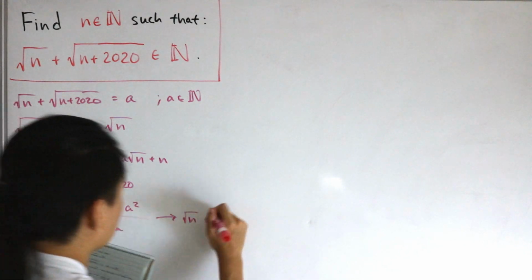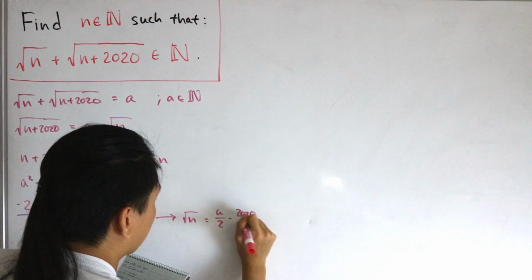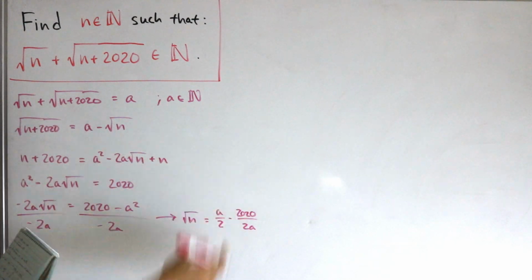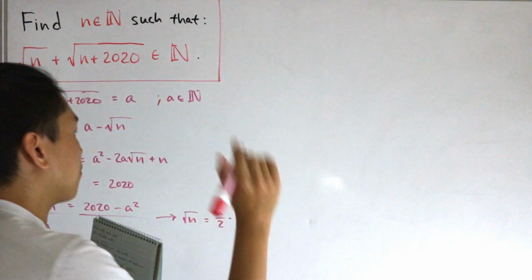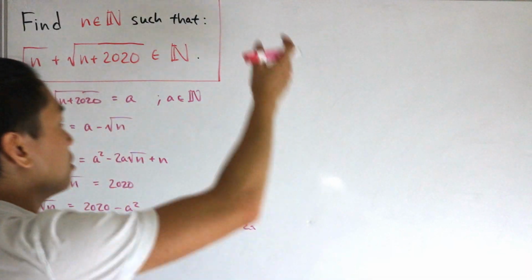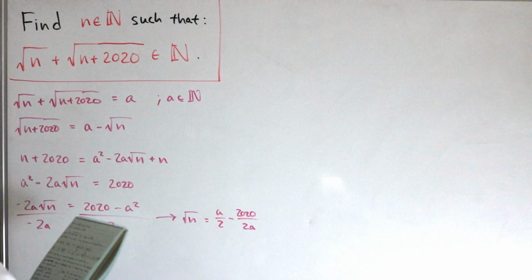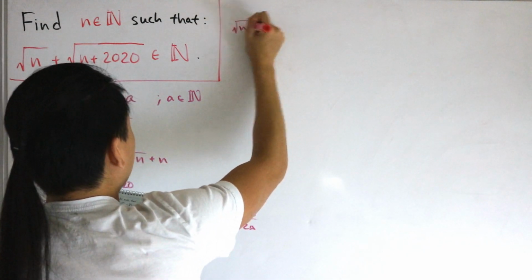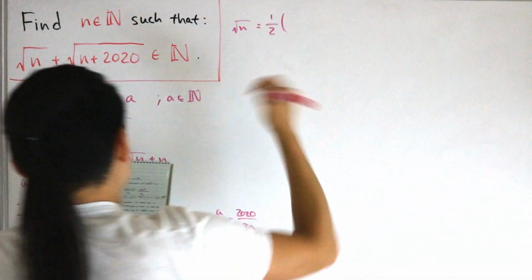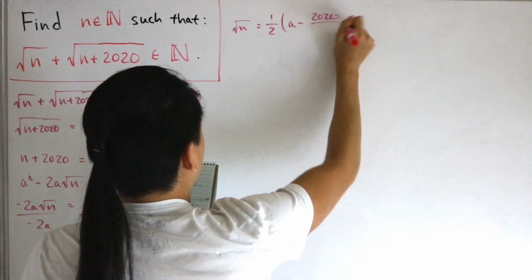So what we have now is a divided by 2, subtract 2020 divided by 2a. Of course, I can reduce this down since 2020 is divisible by 2, but we want it in a certain fashion so we can take a look at some observations for when the factorization step applies. So let me factor out the 1/2 from everything here. The square root of n is then equal to 1/2 times a minus 2020 divided by a.